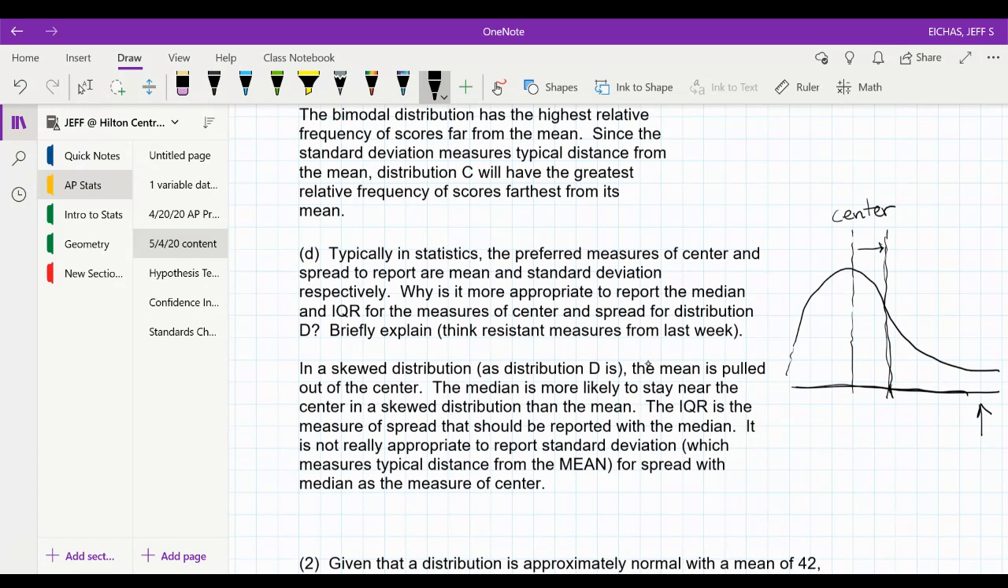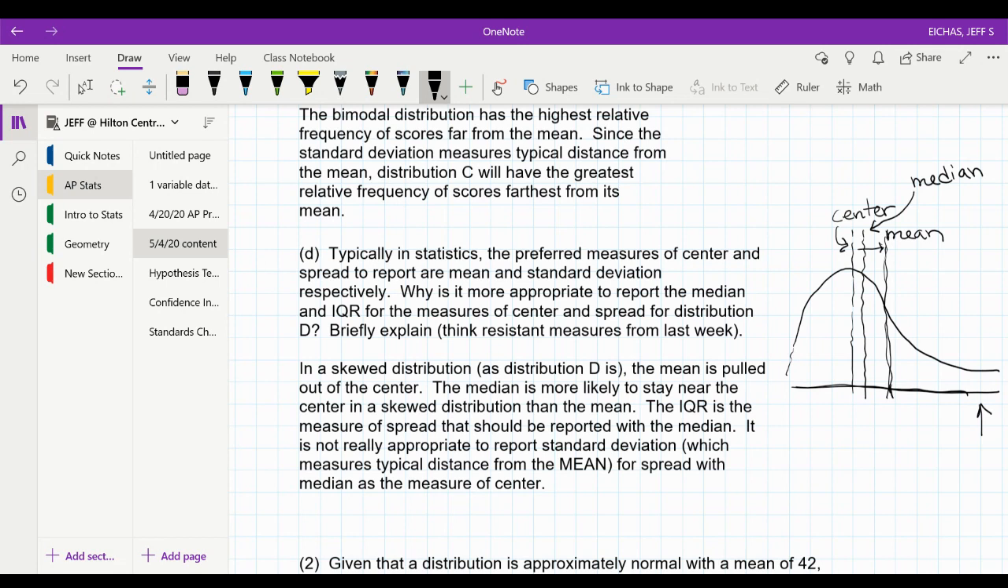So the center is right here, but the mean is pulled out of the center to kind of make up for this tail or this extra data that's far from the center. So in that case, median is a little more resistant. Now, median might get pulled some, but it's still going to probably be pretty close to the center. It's going to be more resistant, which is what we learned last week.